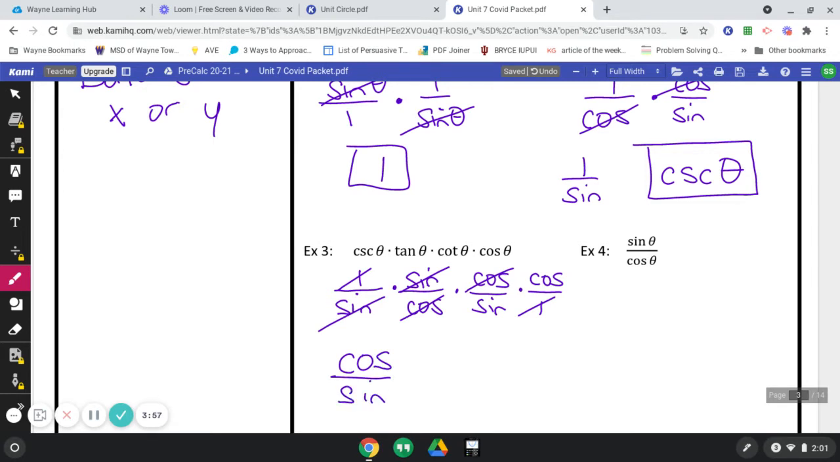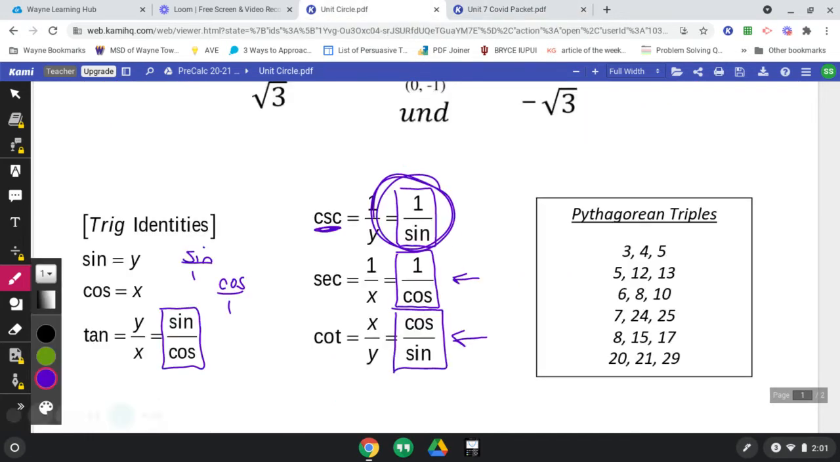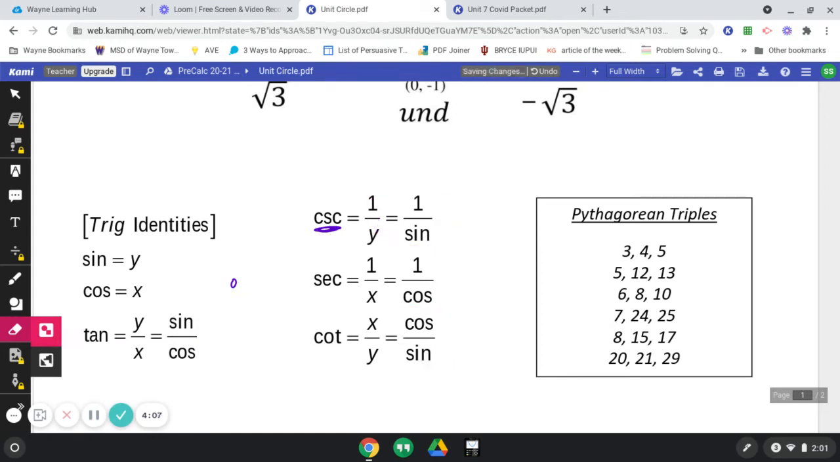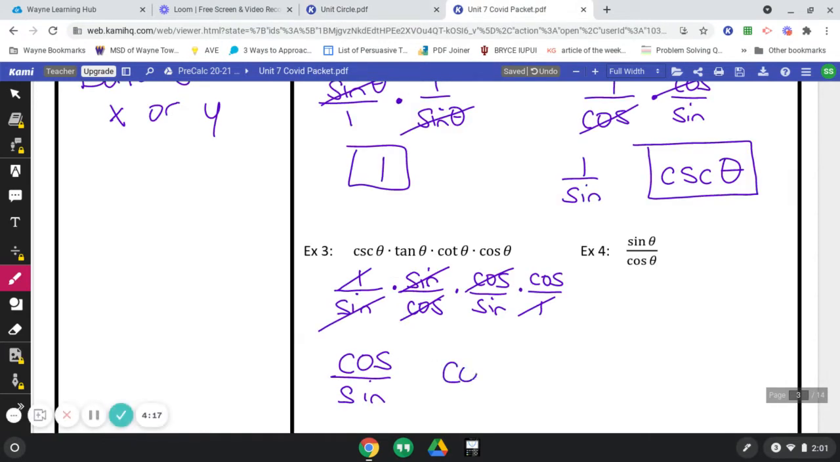But remember, we don't want any denominators. So let's look to our unit circle and see if cosine over sine is something. Let me erase some of this stuff here so we can look at cosine over sine. Here it is down at the bottom. Cosine over sine, right, would be cotangent. So my final answer will be cotangent. And I'll put that theta back on that I left off the whole time.